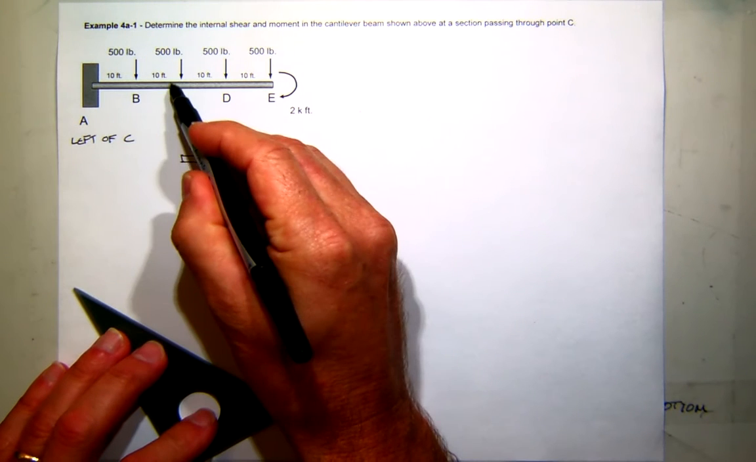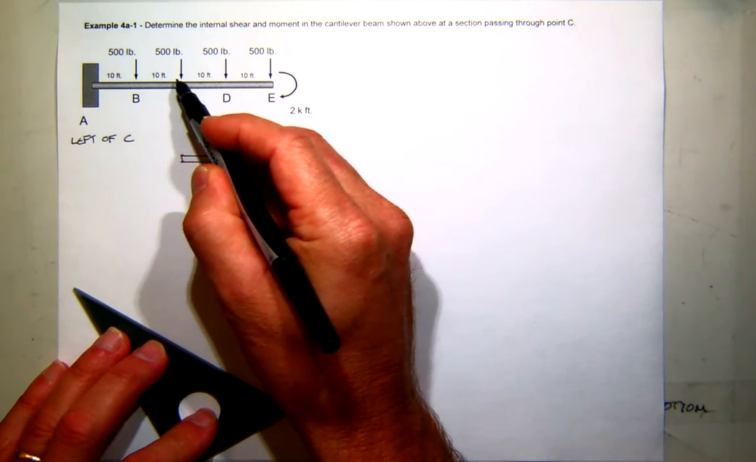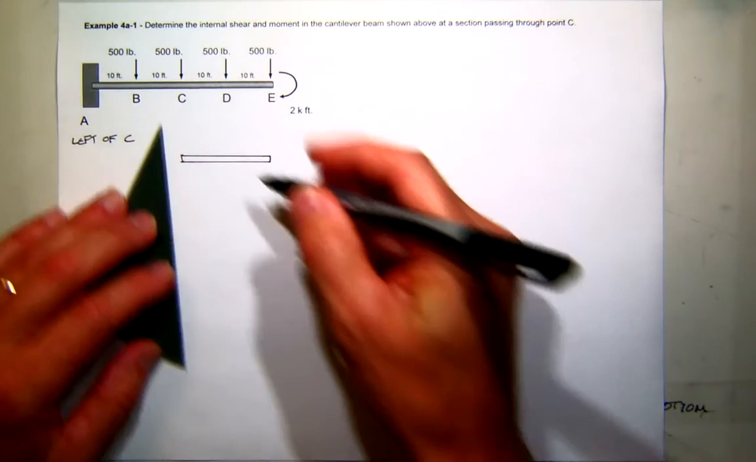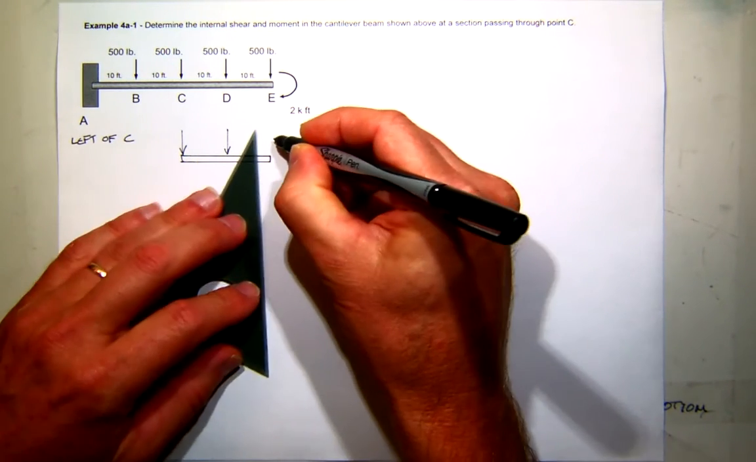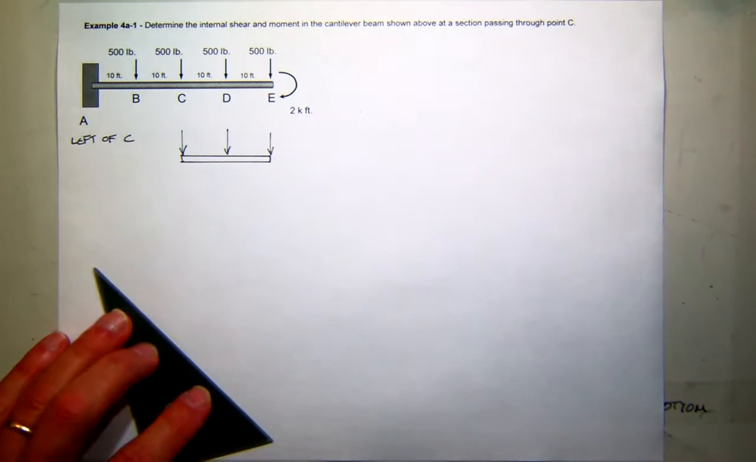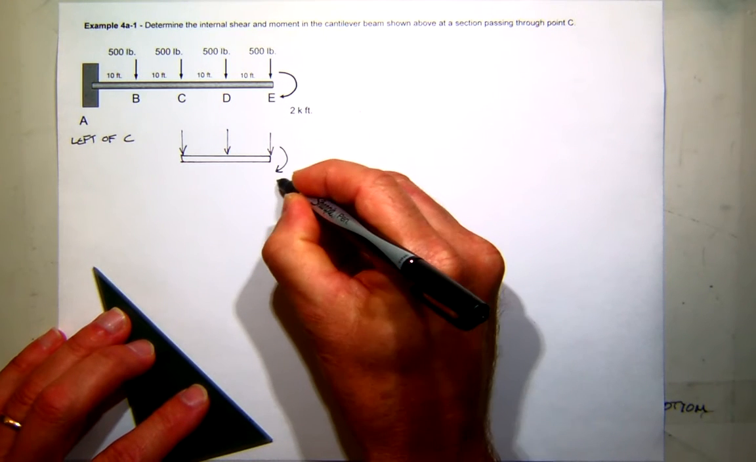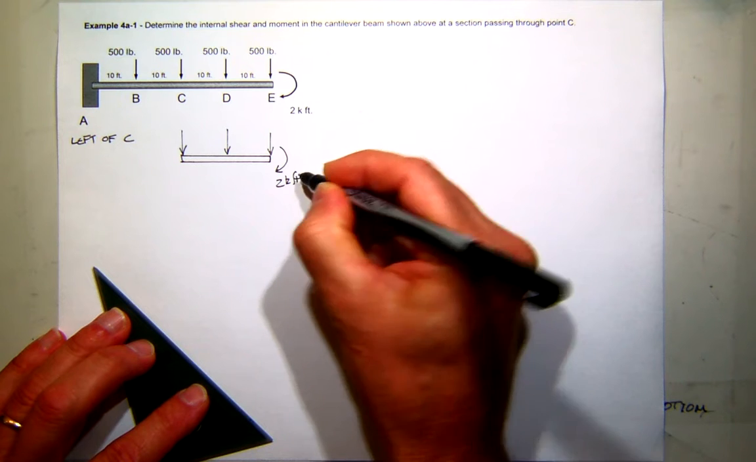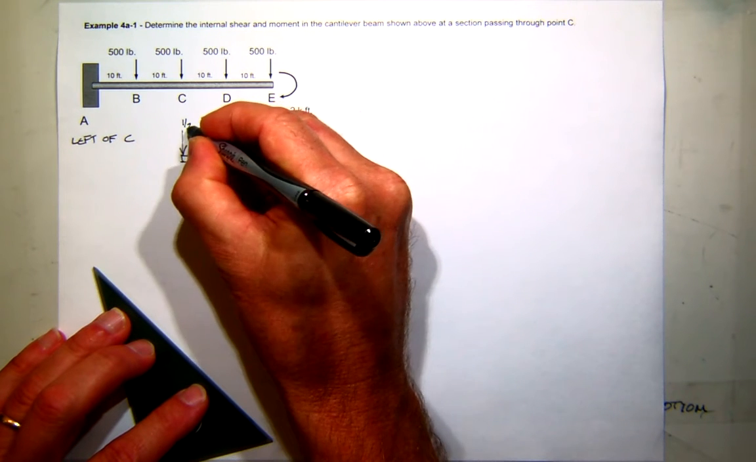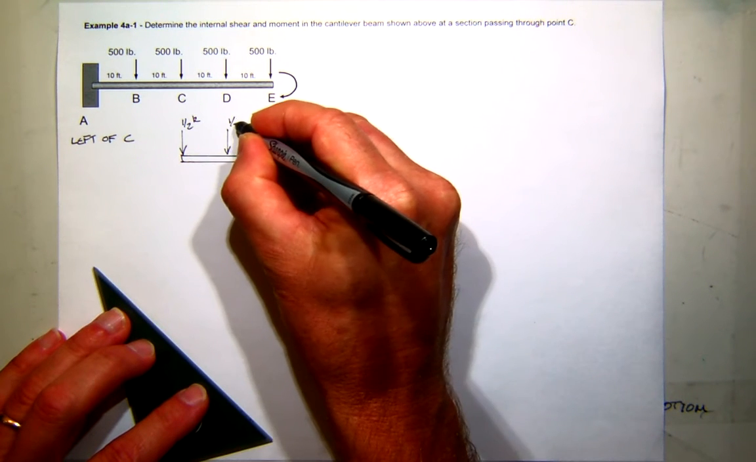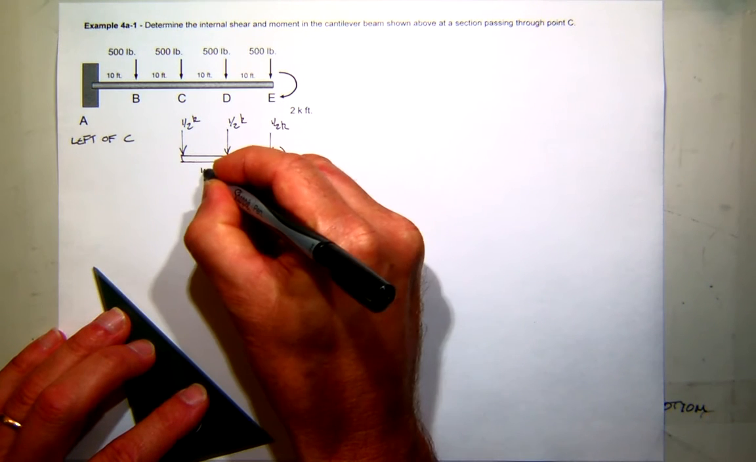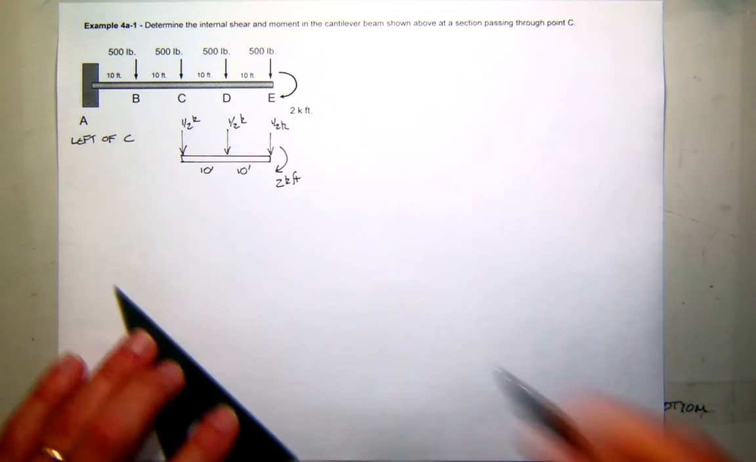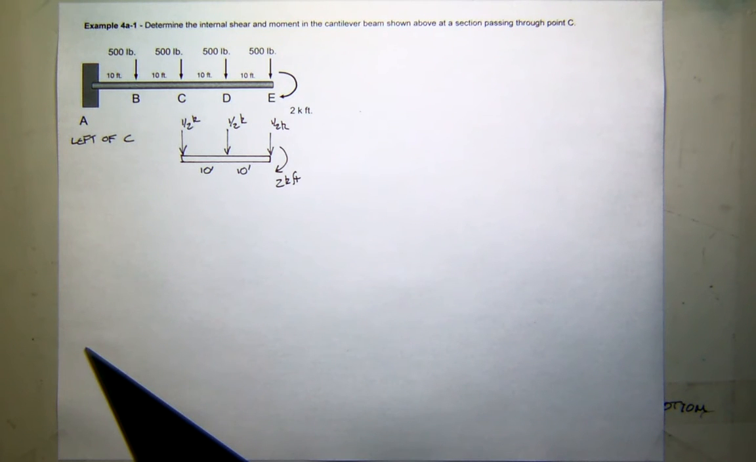So if I'm cutting it just to the left, then that 500-pound force at C is on my free body diagram. And that's a pretty important distinction. So this is 2 kips per foot, and all these loads at 500 pounds are really half a kip. And the distance is 10 feet. So there's my section.